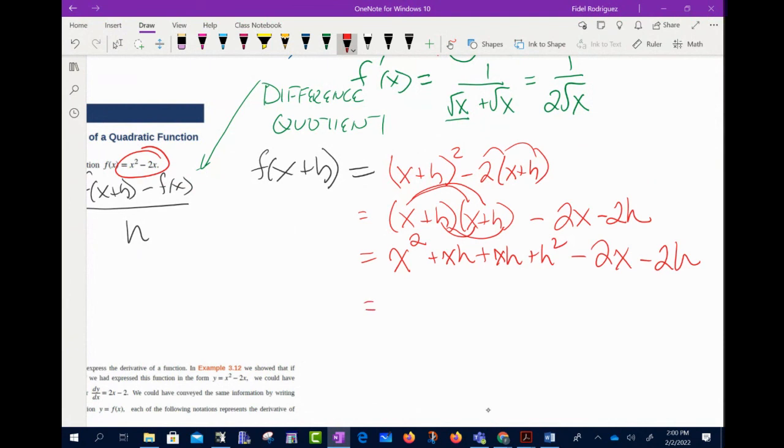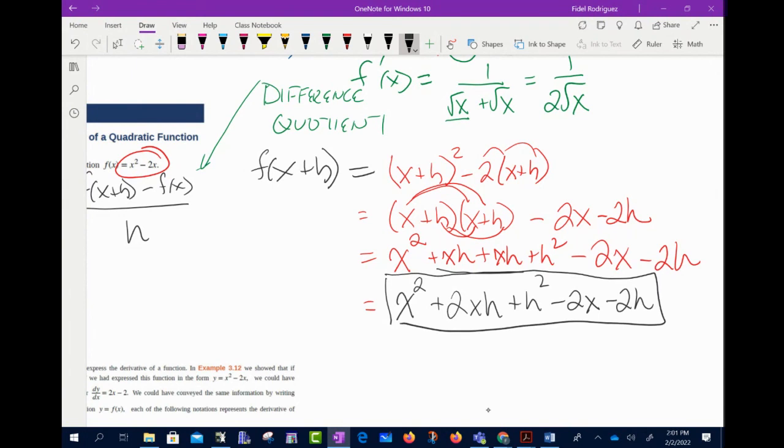All right, let's see what we can combine. Y'all agree we can combine these xh's right here? So xh and another xh, wouldn't that be a 2xh plus h squared minus 2x minus 2h? So at that point, guys, I don't think I can combine any other terms because I don't have any other like terms, okay? So this expression right here is our f of x plus h, right?